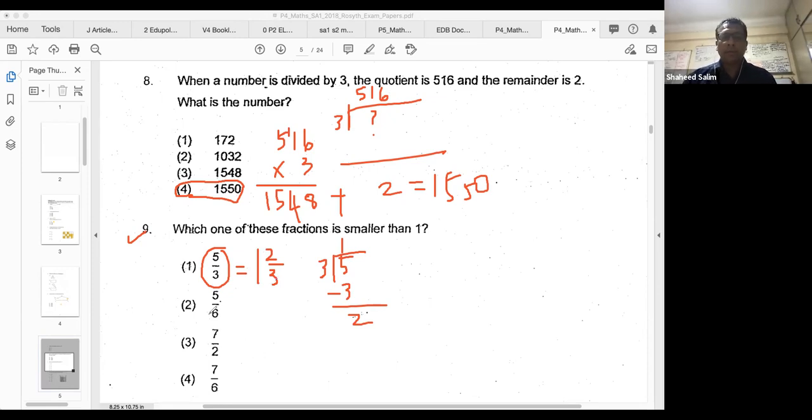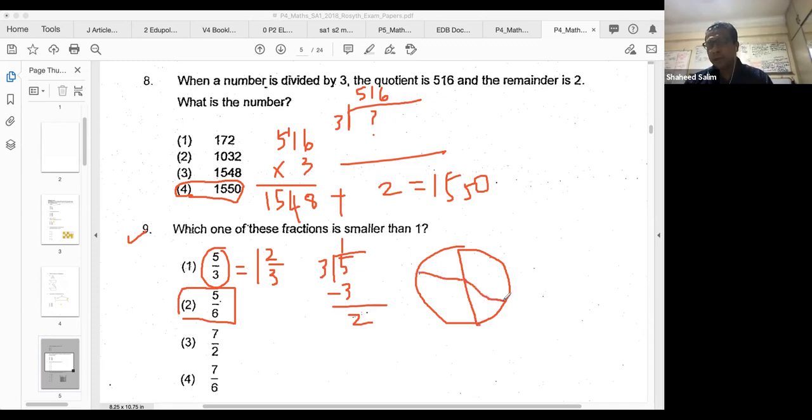Okay, correct. So this one now, 5 out of 6 is, yes, less than 1. How do you know? You have a pizza now. You cut it into 6 parts like that, 6 parts. And then you shade 5 parts. This is less than 1 pizza.